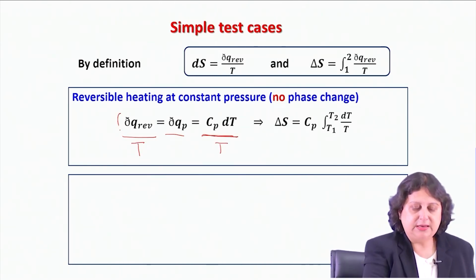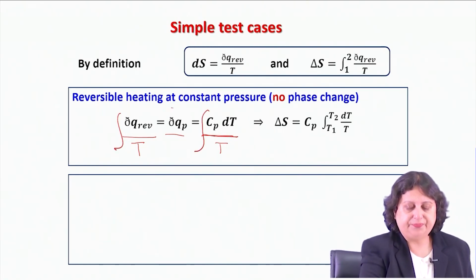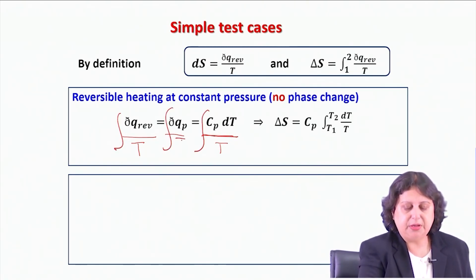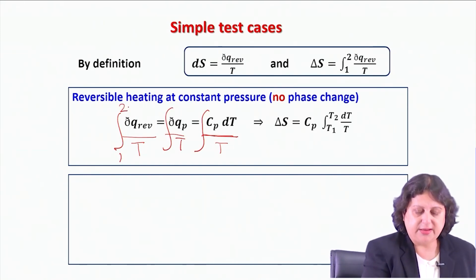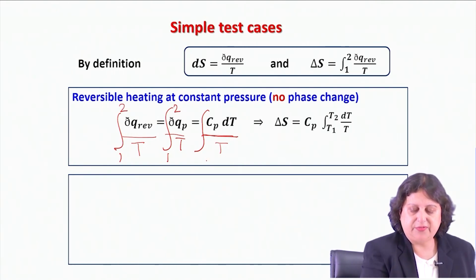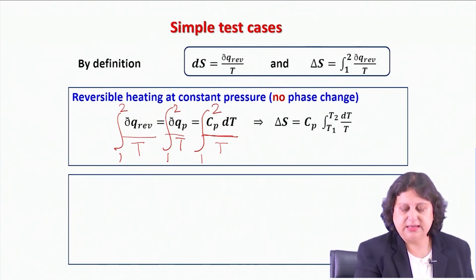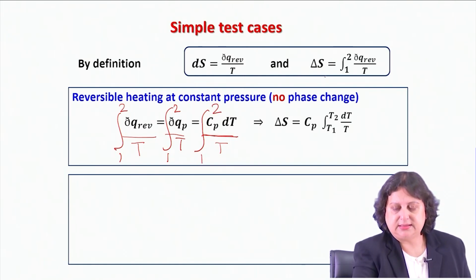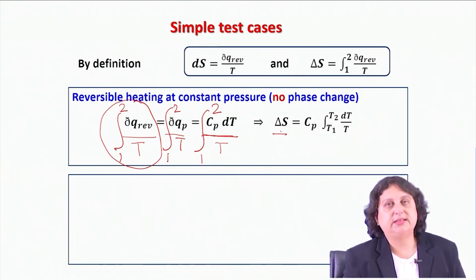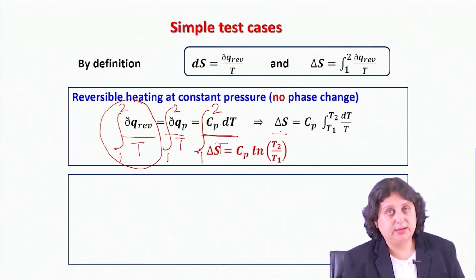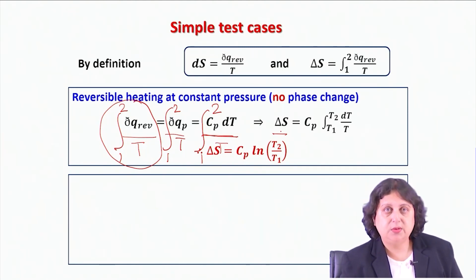If I now integrate these two, so this is dqp by T, and if I now integrate from the initial state to the final state, the result is delta S, that is delta S is this integral. So, instead of this integral, I write delta S, and the result is Cp integral dT by T between T1 and T2. So, delta S is Cp ln T2 by T1.